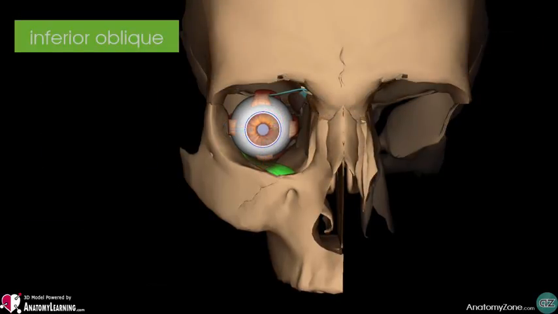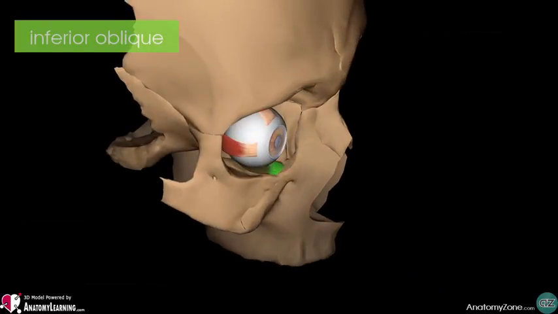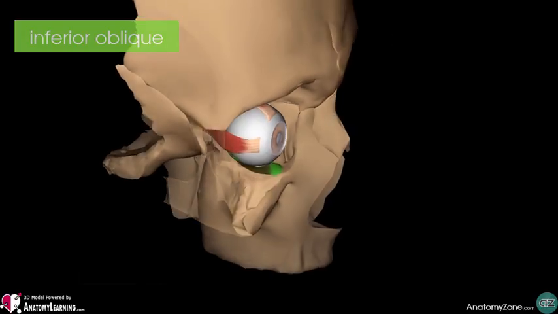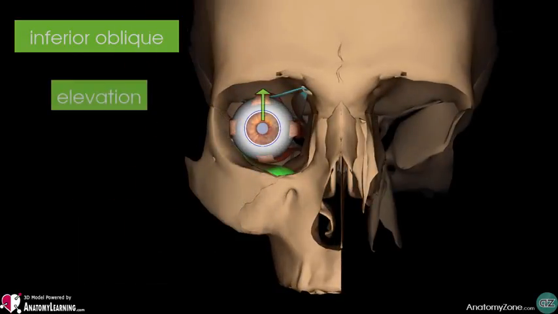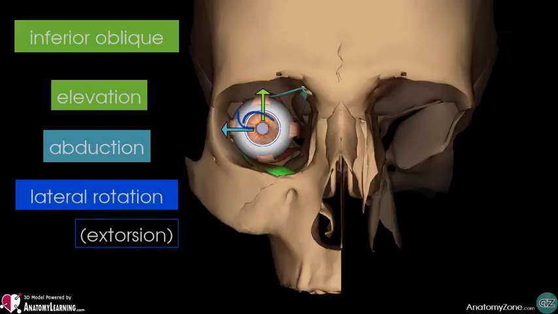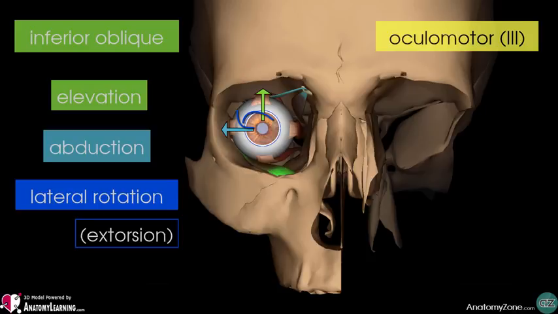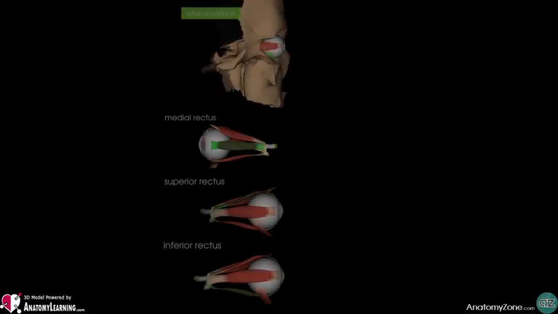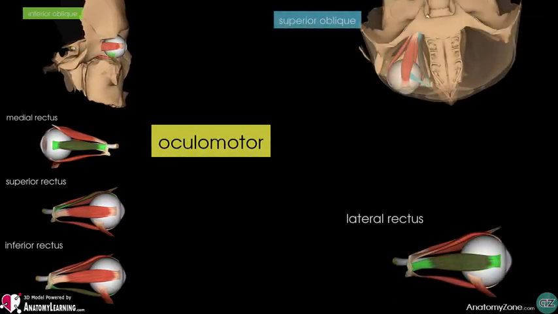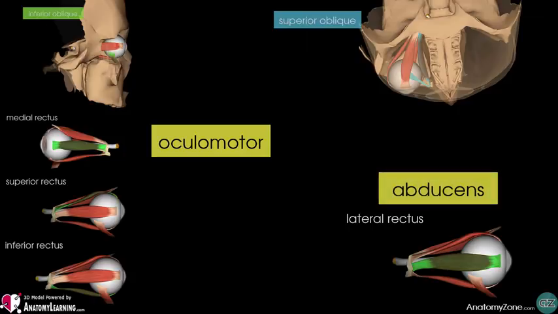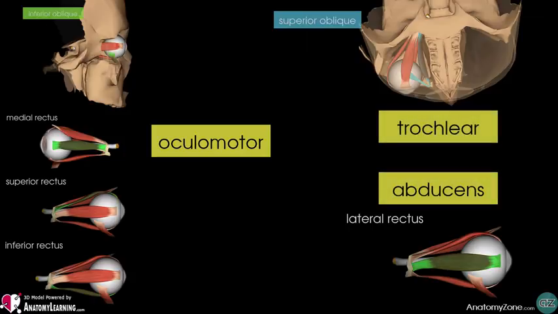The inferior oblique muscle originates from the medial side of the orbital floor. It attaches to the sclera of the eye posterior to the lateral rectus muscle. Its action is to elevate, abduct, and laterally rotate the eyeball, and it's innervated by the third cranial nerve, the oculomotor nerve. So all the extraocular muscles are innervated by the oculomotor nerve, except for the lateral rectus and the superior oblique, which are innervated by the abducens nerve and the trochlear nerve respectively.